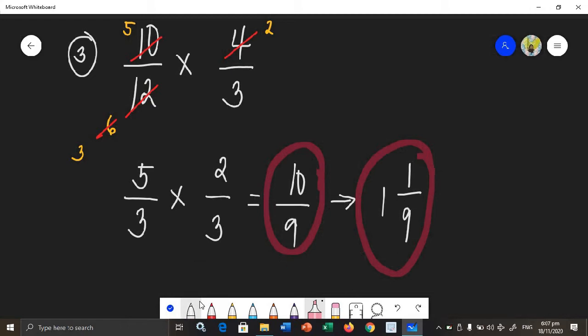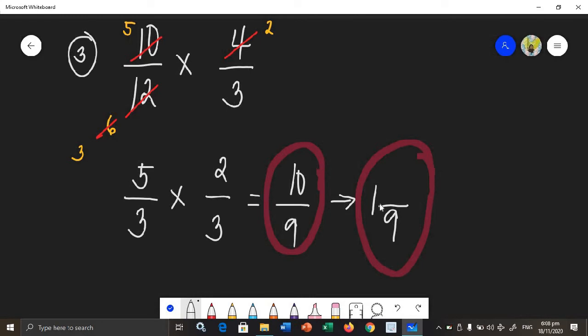What happened is that si 10 dinivide natin kay 9. Ilang 9 mayroon kay 10? Isa. Yun yung whole number mo sa mixed number. Then, you will just be copying the denominator, 9. And then, ilan pa yung kulang para maging 10? Or, ano yung remainder? I'm just going to rewrite. Ilang 9 meron kay 10? Isa. Then, copy the denominator which is 9.